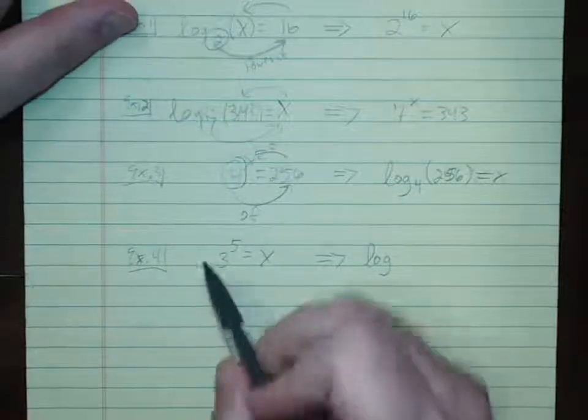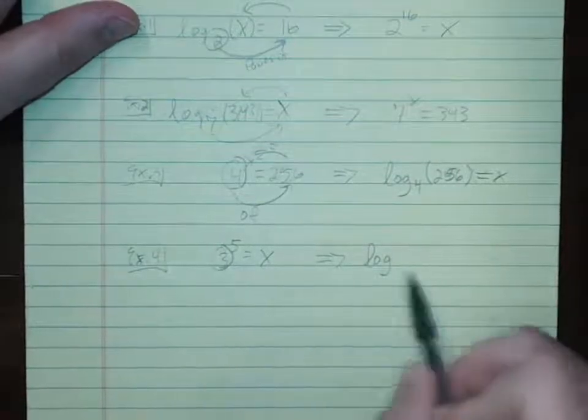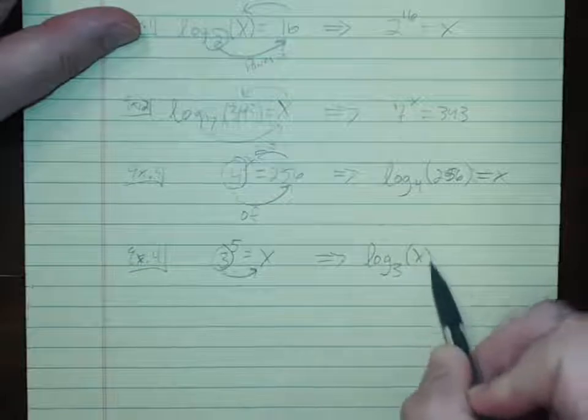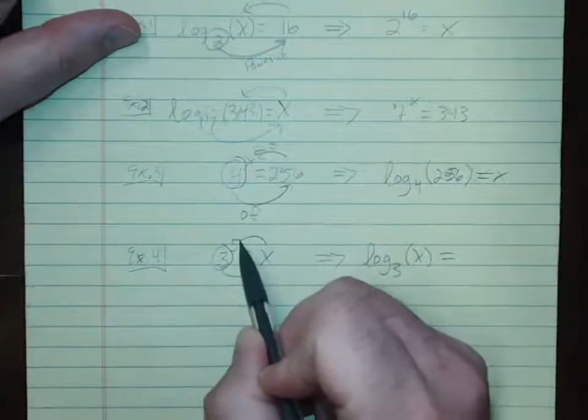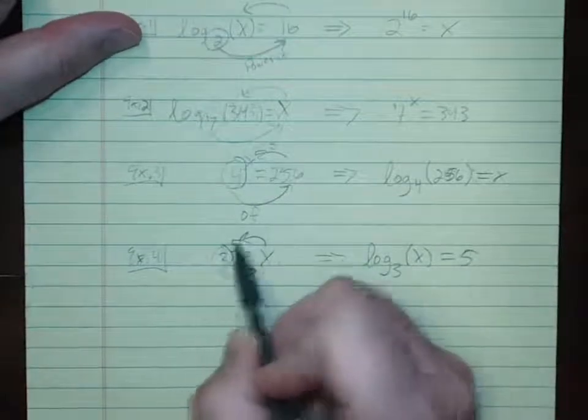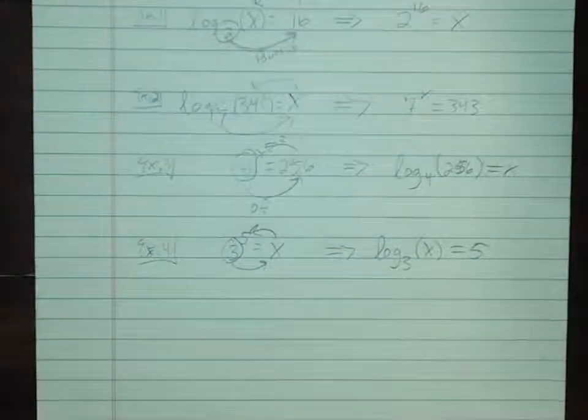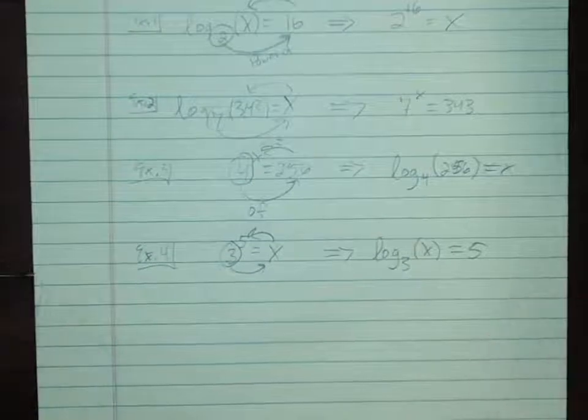Yeah, so you would start with the base, right? So it'll be log base 3 of x equals 5. It's just in a circle clockwise every time. So that's how you rewrite it. Don't overthink it. I find a couple things to be true on this.